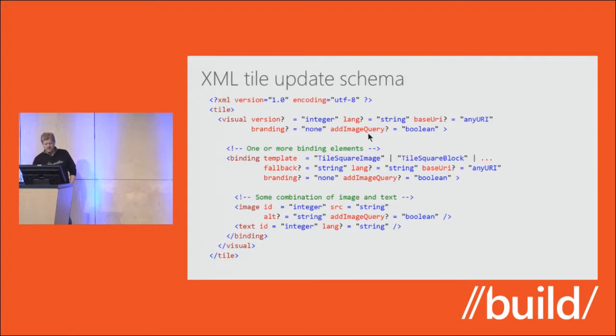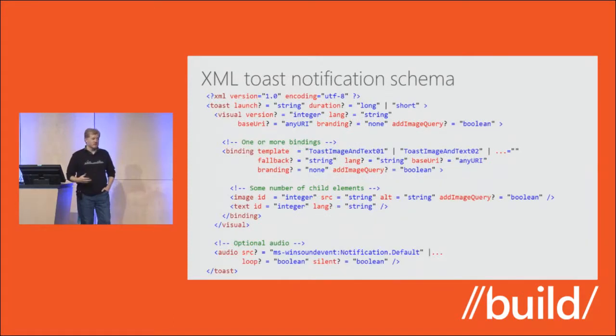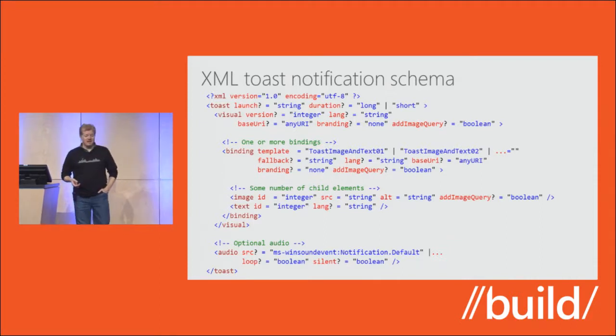And then you can also see, like up here, you have the language settings. The branding can also be applied at the visual level. You've got versioning information and all that. So lots of capabilities there. And toasts are similar in that you can also do the Add Image Query business. You have some control over branding, whether or not your little logo shows up.